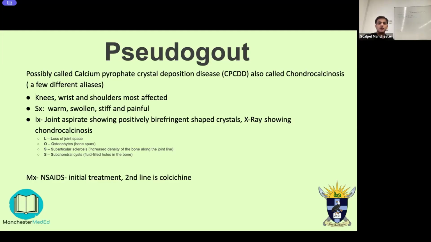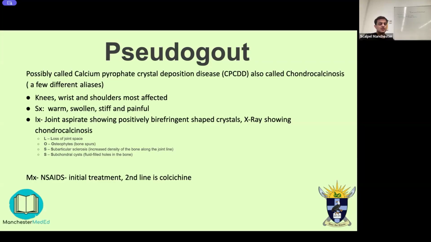And you also get, this is a common pattern question actually, you get chondrocalcinosis on the X-ray. And it might also show loss of joint space, osteophytes, articular sclerosis, and some subchondral cysts on the X-ray as well. And that would all point towards pseudogout. Again, management similar to gout.